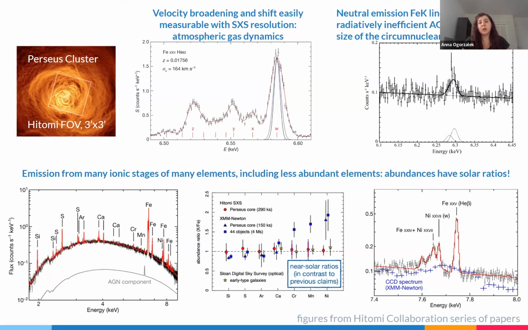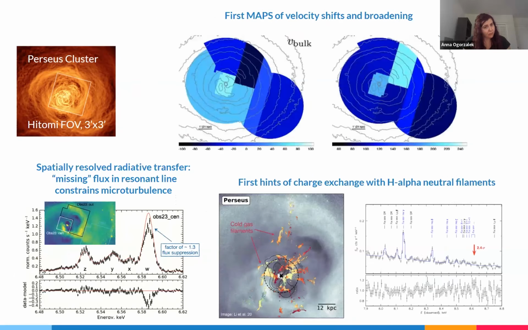The bottom panels highlight the very rich metal emission lines from many, many ionic stages of many, many elements. This also includes much less abundant elements such as nickel or manganese that are otherwise extremely hard to see. So this tells us a lot about abundances, and Hitomi showed that all of these elements in the intracluster medium have solar ratios, which is not something that gratings were able to tell us given their limitations.